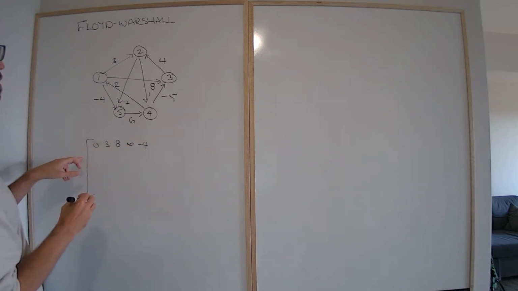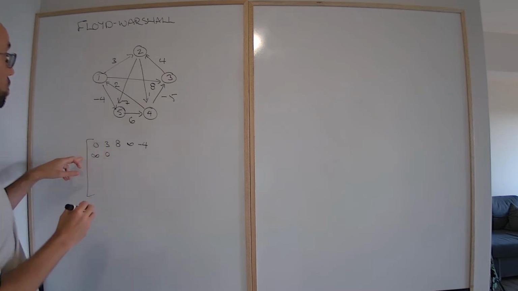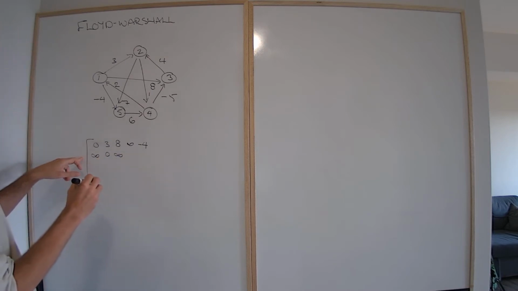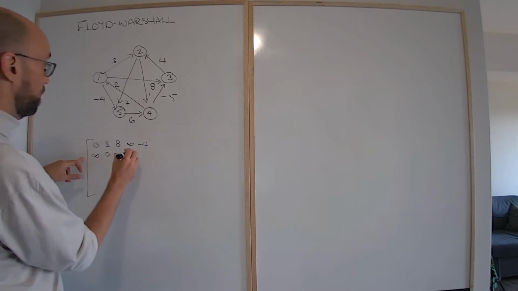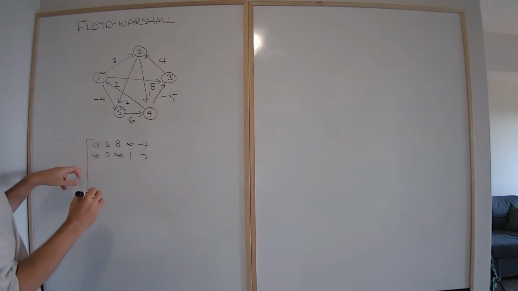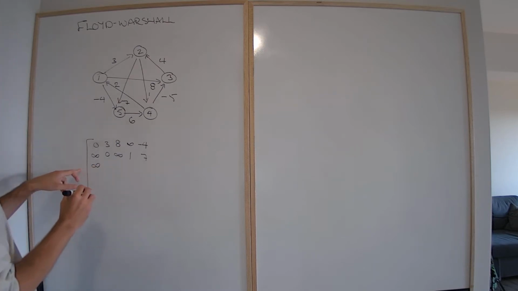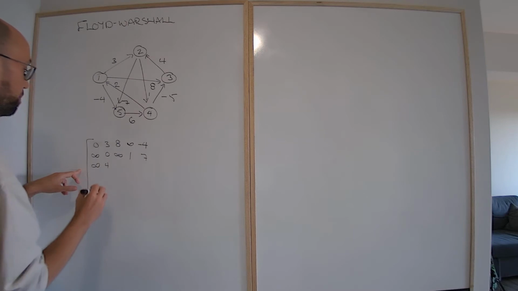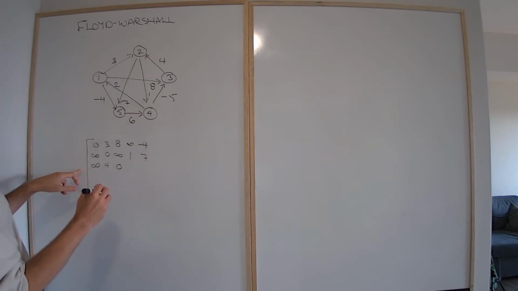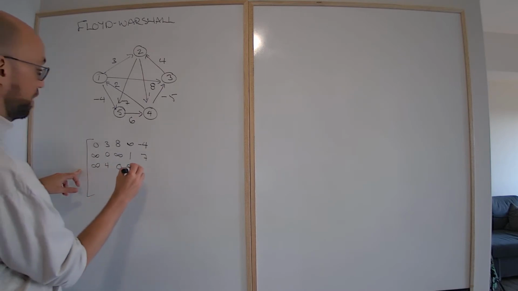2 to 1, you can't. 2 to 2 is distance 0. 2 to 3 is infinite. 2 to 4 is 1. And 2 to 5 is 7. 3 to 1 is infinite. 3 to 2 is 4. 3 to 3 is 0. 3 to 4 you can't do. And 3 to 5 you also can't do.